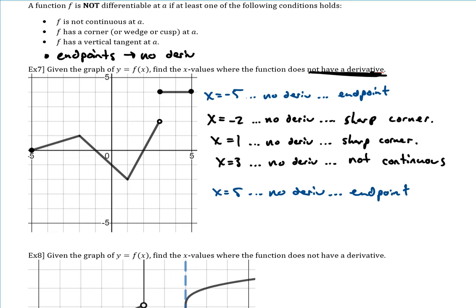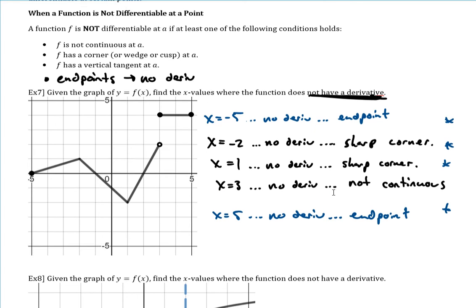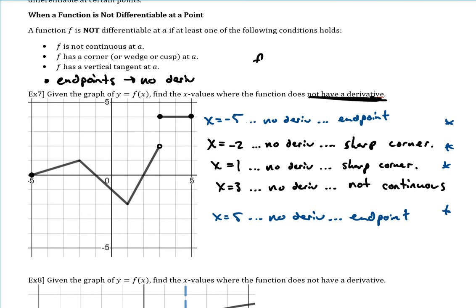Okay, and the reason that it doesn't have a derivative at the endpoints or the sharp corners, so all of these four are very similar, is because of the definition of a derivative. Just to remind, f prime of x, the derivative, equals the limit as h goes to 0 of f of x plus h minus f of x, over h. So limits depend on it being able to go from the left side and the right side. So that's why this star here is going to be important.